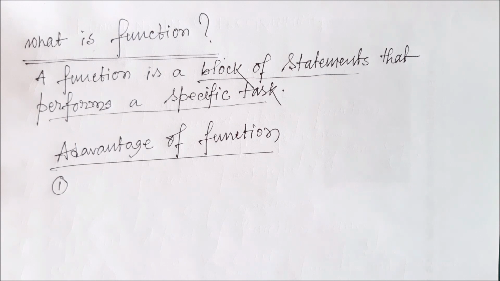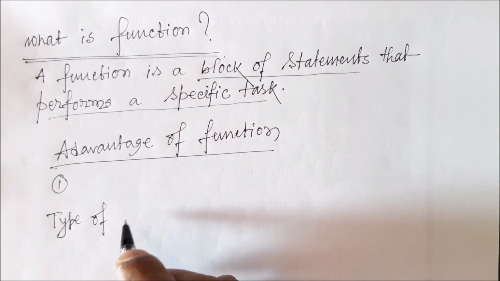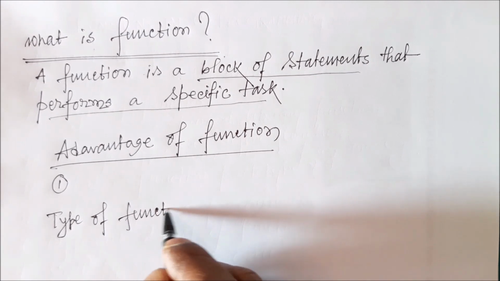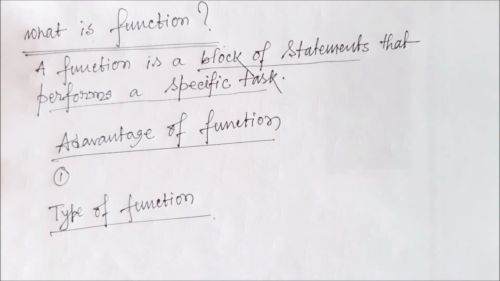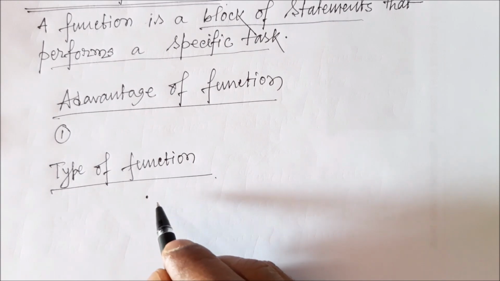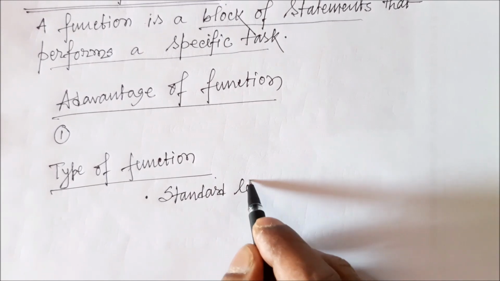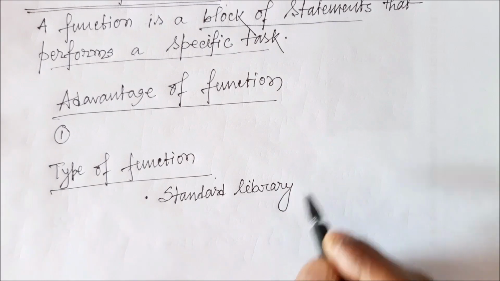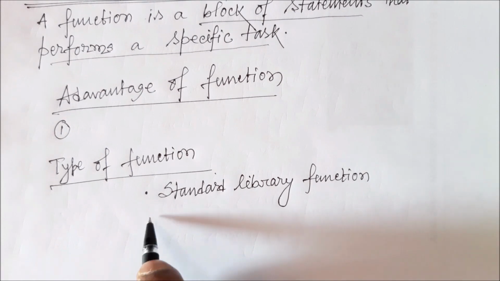So, next point, types of function. There are two types of function in C programming. First one is the standard library function, and the second one is the user defined function.